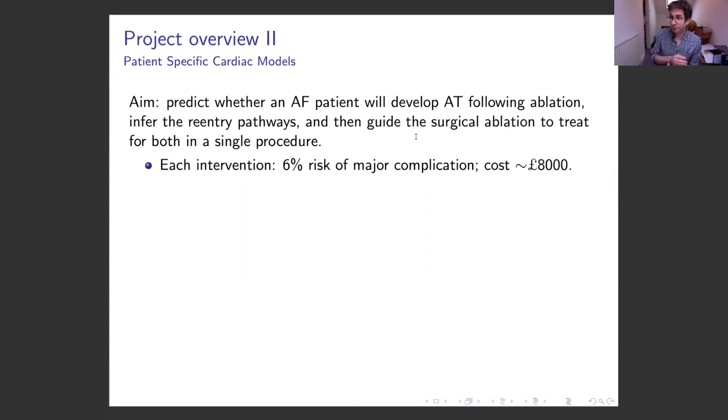And the reason we want to treat them both at the same time is that each intervention has a cost and a risk. There's about a 6% chance of something horrible going wrong every time you have one of these procedures.